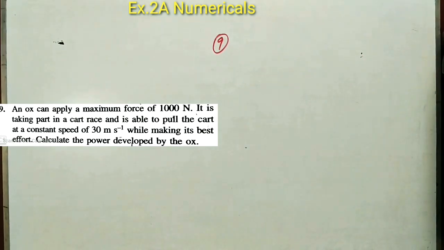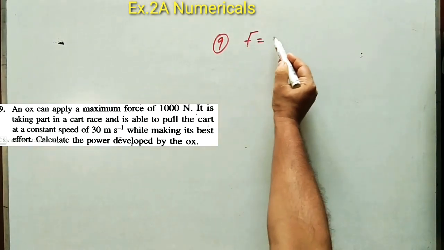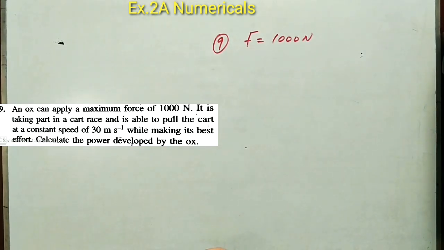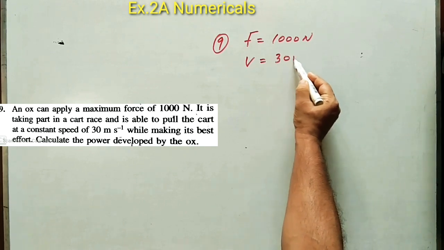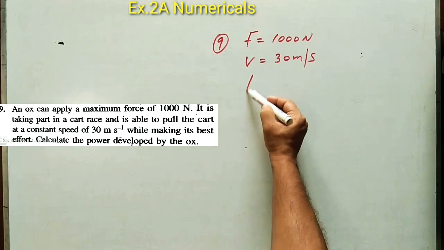Now question number 9, look at the screen, read the question. An ox can apply a maximum force of 1000 Newton. So what is the force applied by the ox? 1000 Newton. It is taking part in a cart race and it is able to pull the cart at a constant speed of 30 meter per second. While making its best effort, calculate the power developed by the ox.